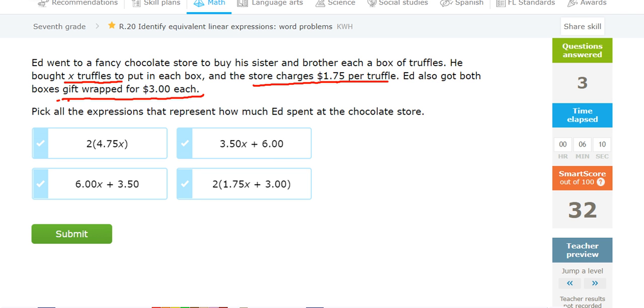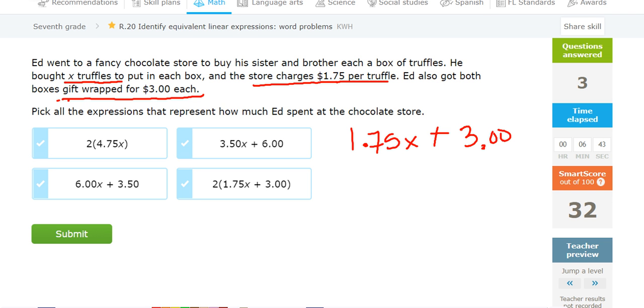So X truffles in each box, and there's $1.75 per truffle. That means every time they bought a truffle, it's $1.75. So that'll be $1.75 times X for the number of truffles. That's how you pay for things. But then they also charged for gift wrapping. So after I pay $1.75 per truffle, I then have to add the $3 for the gift wrapping.